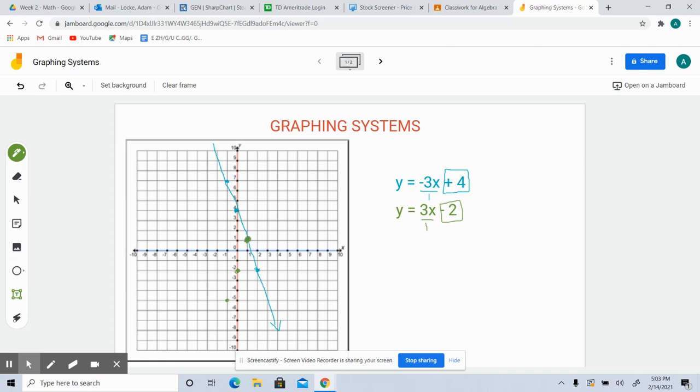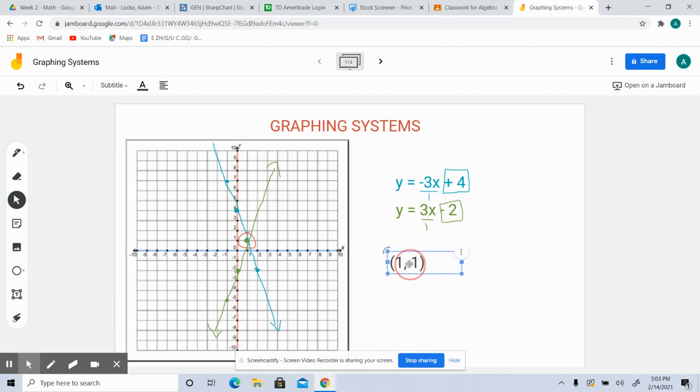At this point, I just stop and draw my other line, even though it won't hit the exact points going forward. I just stop there because I know these two lines intersect at that point, and that point is 1, 1. So the solution of this system of equations is going to be 1, 1.